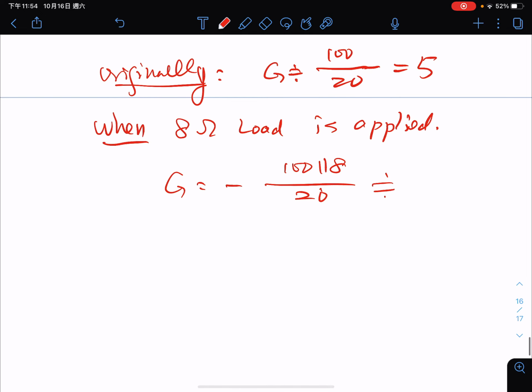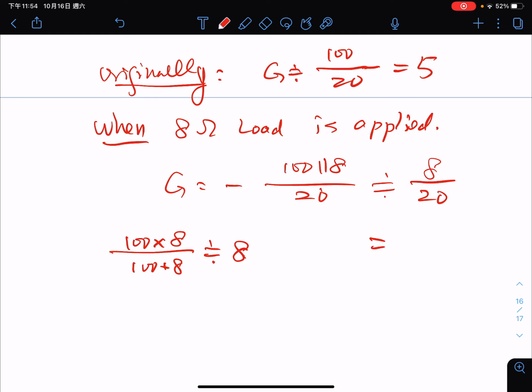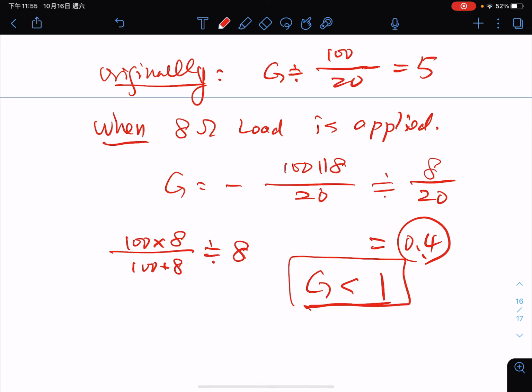And let's see how much this is. 100 plus 8. This one is approximately 8, 7 something. So this is 8 over 20. So this one becomes only 0.4. So the gain becomes less than 1. Originally, we want to amplify things. Then here we have a problem because we have a very low gain. This is not what we expect.